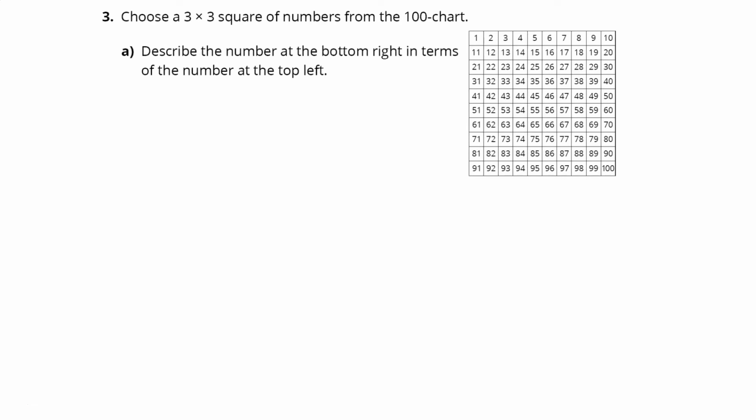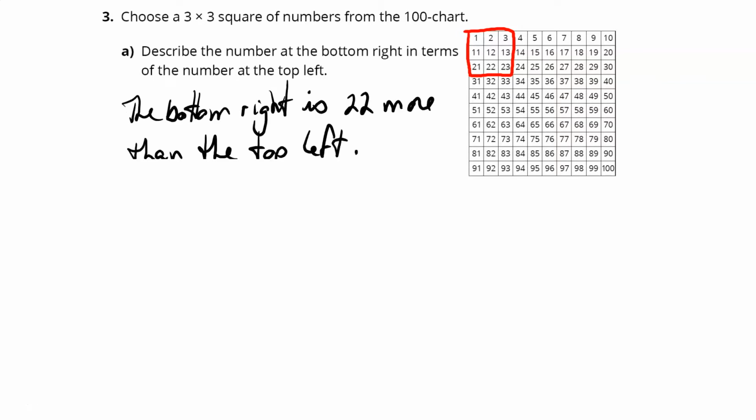Now we're asked to choose a 3 by 3 square of numbers from the 100 chart. So this time we're doing a 3 by 3 and describe the number at the bottom right in terms of the number in the top left. Well, in this case, we could say that the bottom right is 22 more than the top left.